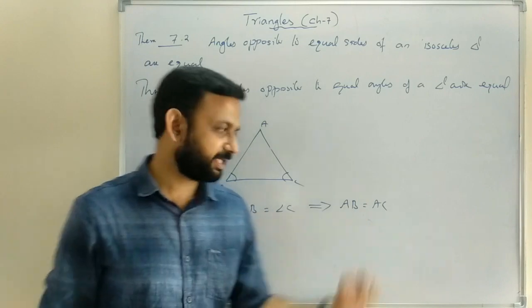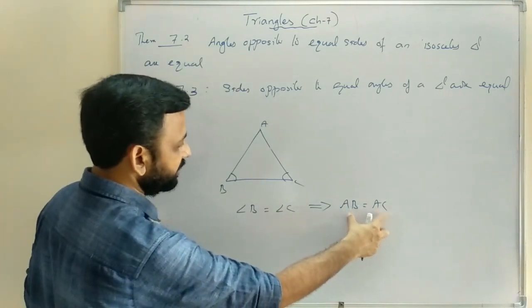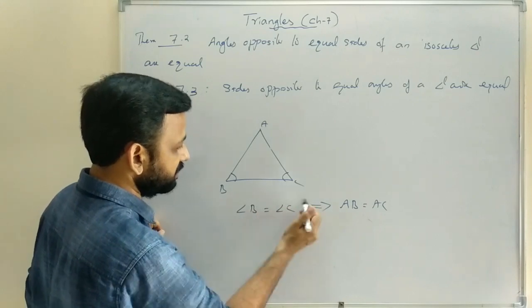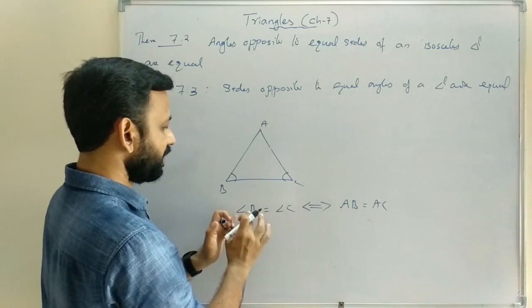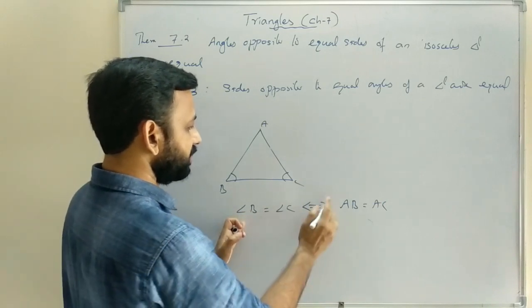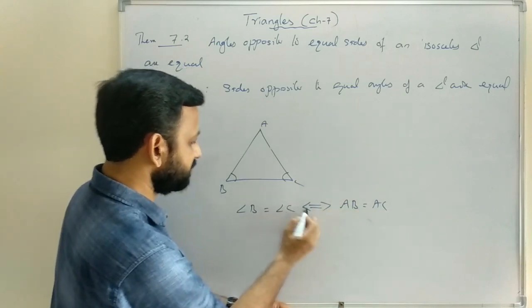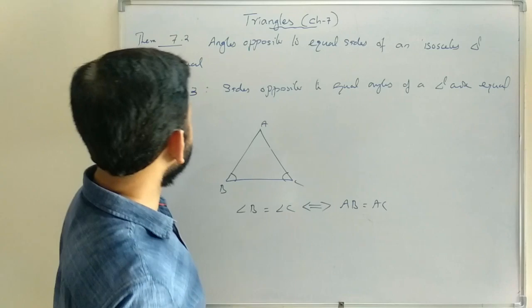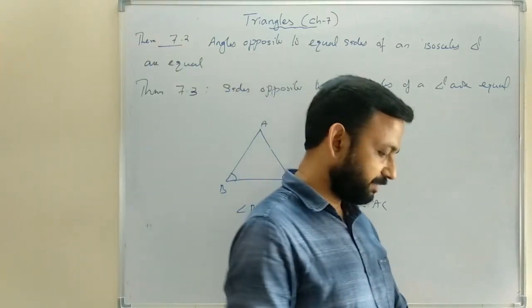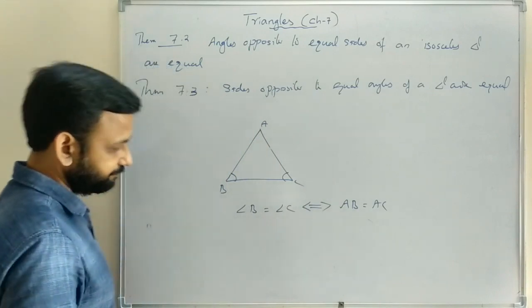That is the second theorem. And Theorem 7.2 says if AB equals AC, then angle B equals angle C. It works both ways: angle B equals angle C implies AB equals AC, and AB equals AC implies angle B equals angle C. So that is Theorem 7.2 and Theorem 7.3. Now we are going to do Exercise 7.2.